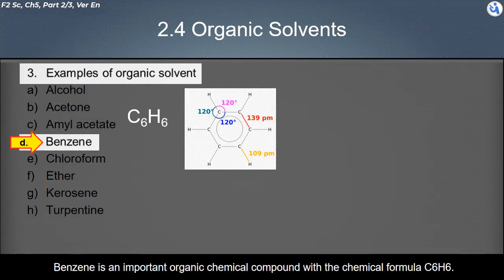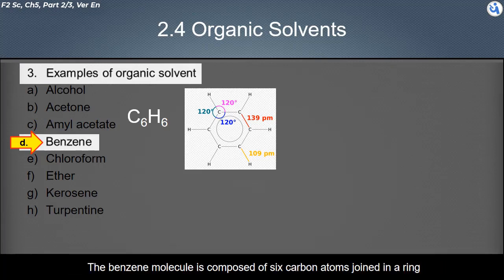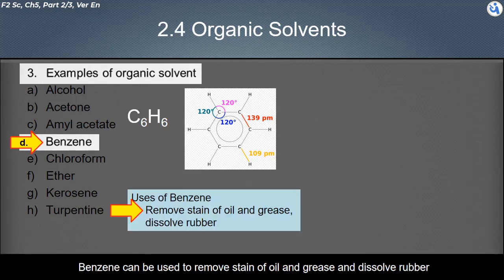Benzene is an important organic chemical compound, with the chemical formula C6H6. The benzene molecule is composed of 6 carbon atoms in a ring, with 1 hydrogen atom attached to each of the carbon atom. Benzene can be used to remove stain of oil and grease and dissolve rubber.